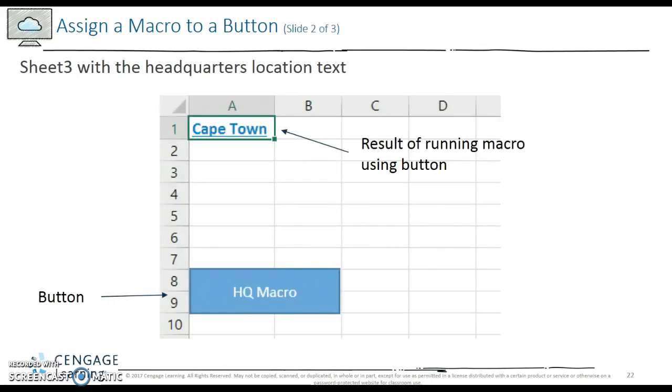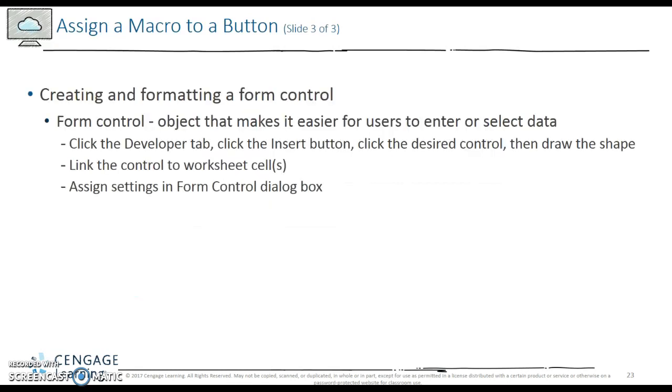Macros can be assigned to a user-created button, and you just click on the button to run the macro. So here's the result of running a particular macro. And here is the button. So you have a button that's within the worksheet that you have. You click on it and it will run the macro. So when I say you create a button, you actually create a button in the worksheet. In this case, it's called HQ macro.